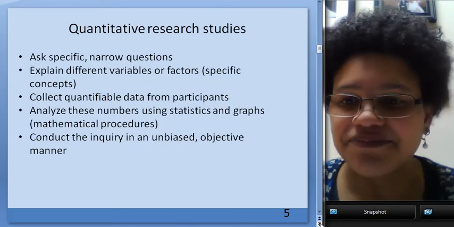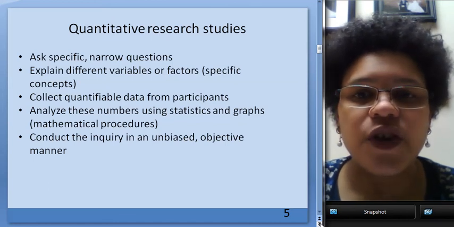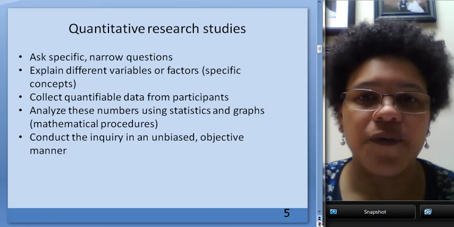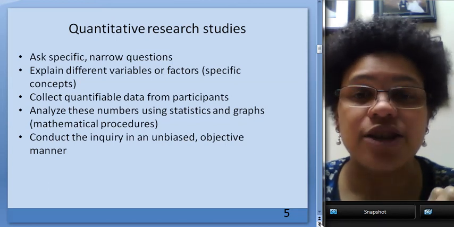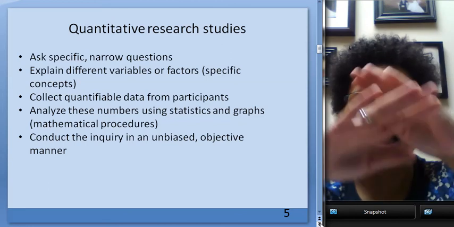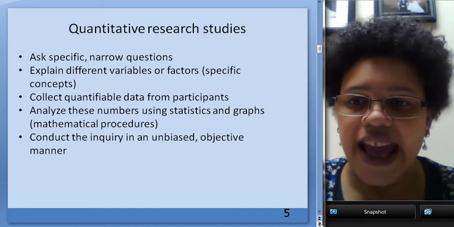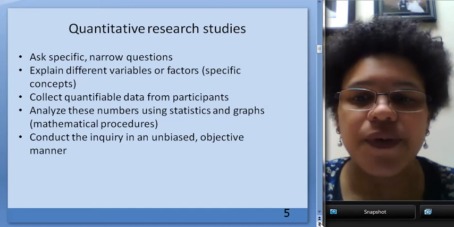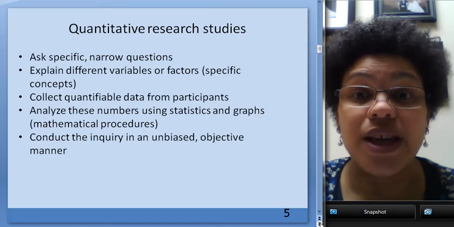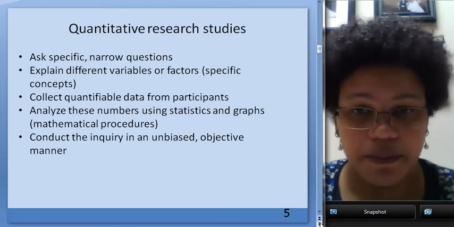Slide 5. Let's look first at quantitative research studies in a general way. Generally, quantitative research studies ask a specific, narrow question. So if you think about physics or chemistry or one of the other so-called natural sciences, they're usually exploring something very small. We're going to incrementally add to the body of knowledge about the universal truth, okay? And also you're explaining different variables or factors, specific concepts. So this idea of variables, things we can measure, things we can identify as being important for some outcome.